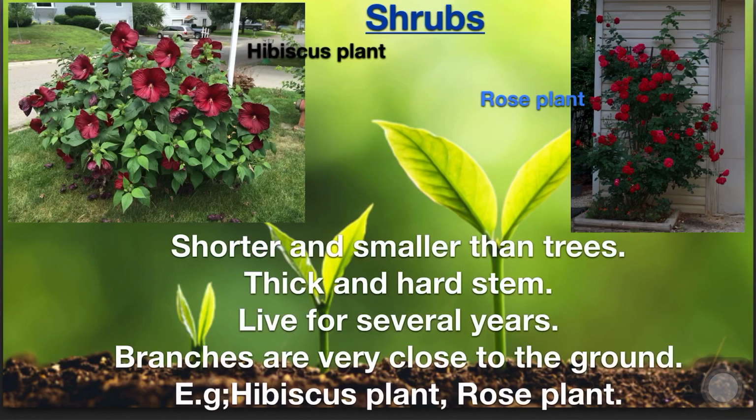Let us classify the next category, that is shrubs. So student, some plants grow close to the ground. They give out branches very close to the ground. They are shorter and smaller than trees, but they have a thick and hard stem.